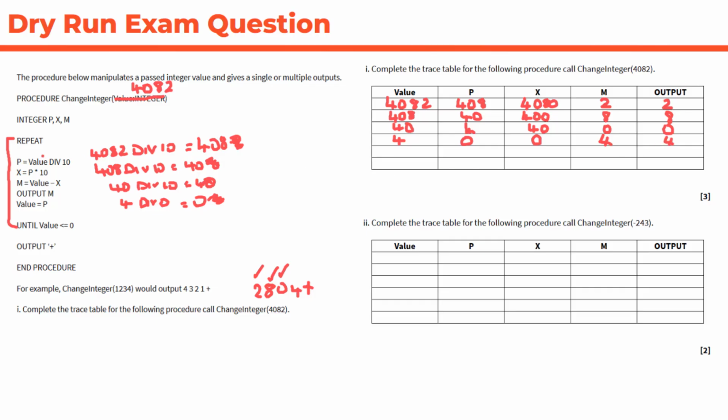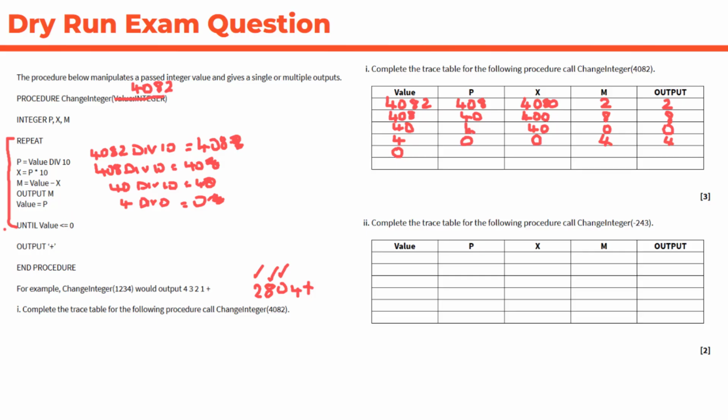Wonderful. Then value equals P. What's P? P is 0. So 0 goes in there. Happy days. And then, so we keep looping until value is less than or equal to 0. Well, 0, value is less than or equal to 0. So we finish. Loop is now finished.